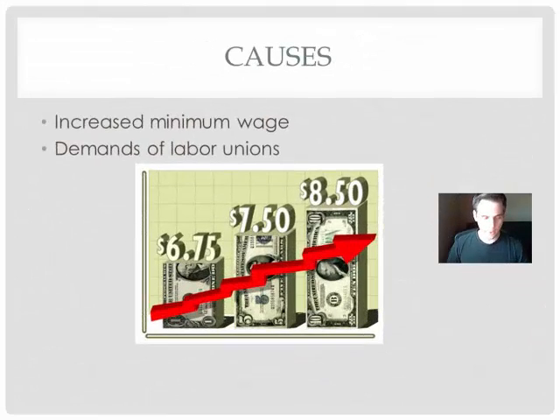Again, causes are kind of straightforward. Increases in the minimum wage is one, and the other is demands of labor unions. They might already be being paid more than minimum wage, but if they're trying to get more benefits, more pay, that can also cause cost push inflation, because you have to pay people to make those goods and then sell them. As a supplier, as a seller, those costs increase, so you're going to push your prices up. Cost push inflation.